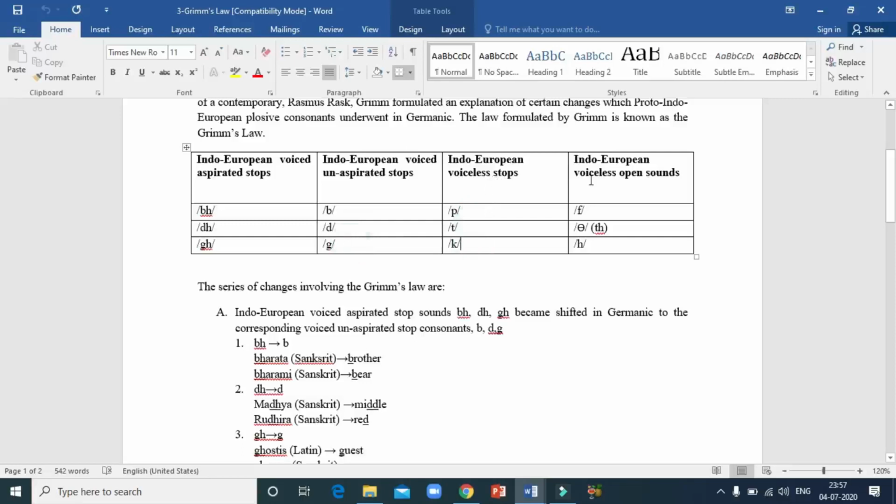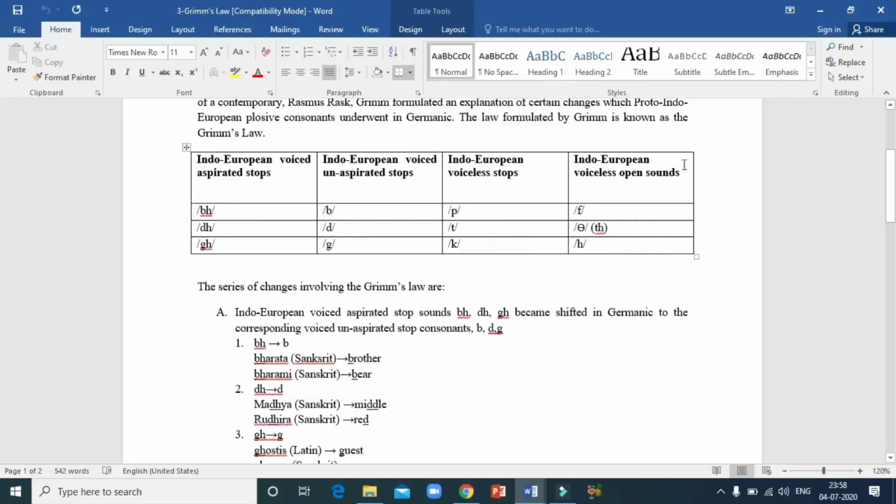Now, let's look at this third series of changes. So, Indo-European voiceless stops became Indo-European voiceless open sounds. So, let's look at those changes. P, t, k became f, th, h. So, let's look at these series of changes. First of all, bh, dh, gh became b, d, g. B, d, g became p, t, k. P, t, k became f, th, h.